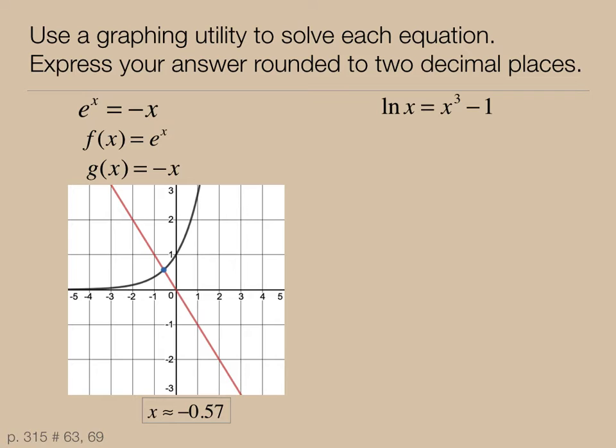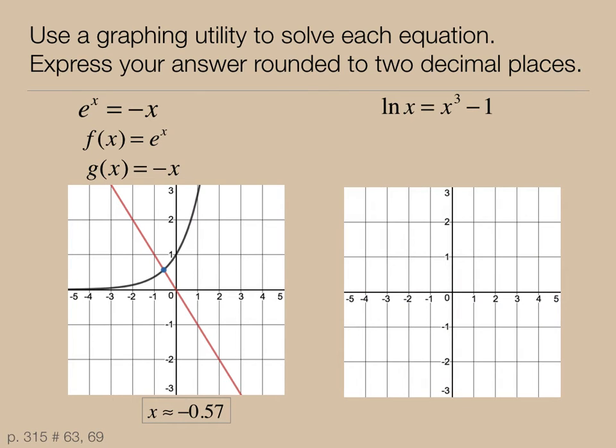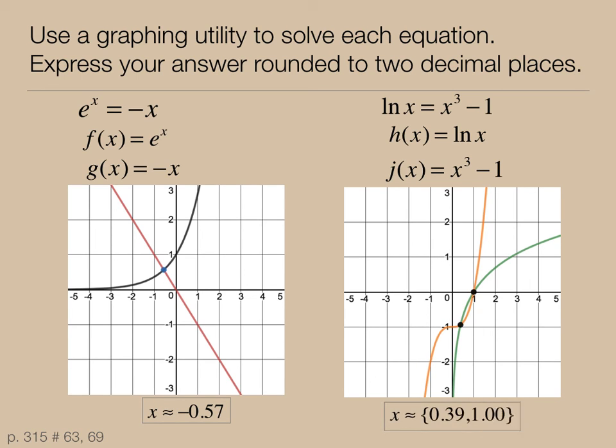The next example, we have an x on both sides. So we can graph the first function as h of x equals natural log of x. We can graph j of x as equal to x cubed minus 1. And we can see where these two graphs intersect. Those are our solutions. We have two solutions in this case. X is approximately equal to 0.39 and 1.